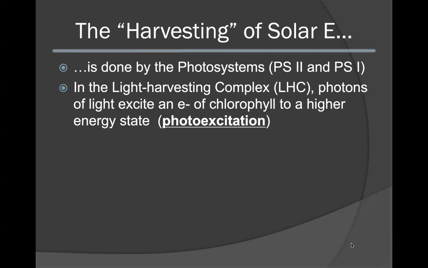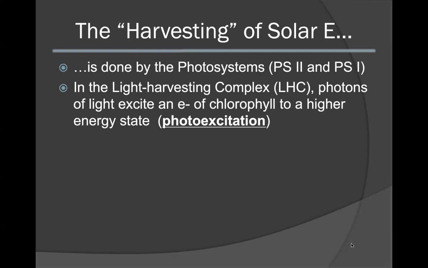There is an important light harvesting complex that is present within the membrane of the thylakoid. In these light harvesting complexes, photons of light are going to be used to excite an electron of chlorophyll to a higher energy state. We call this photoexcitation. This excitement is going to be passed around, and eventually these electrons are going to be passed to a specialized chlorophyll pigment of chlorophyll A called P680, which is present in photosystem 2.